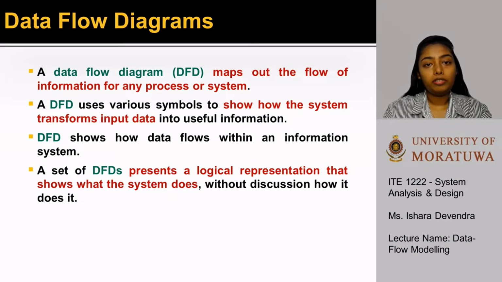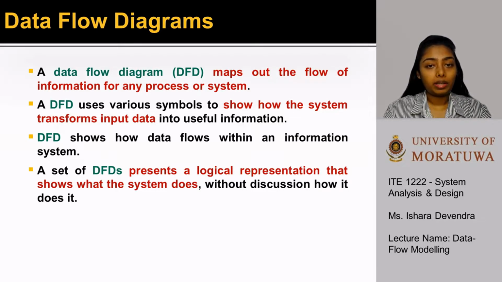So, what is a data flow diagram? A data flow diagram maps out the flow of information for any process or a system. A data flow diagram uses various symbols to show how the system transforms input data into useful information. Simply, we can say a data flow diagram shows how data flows within an information system.